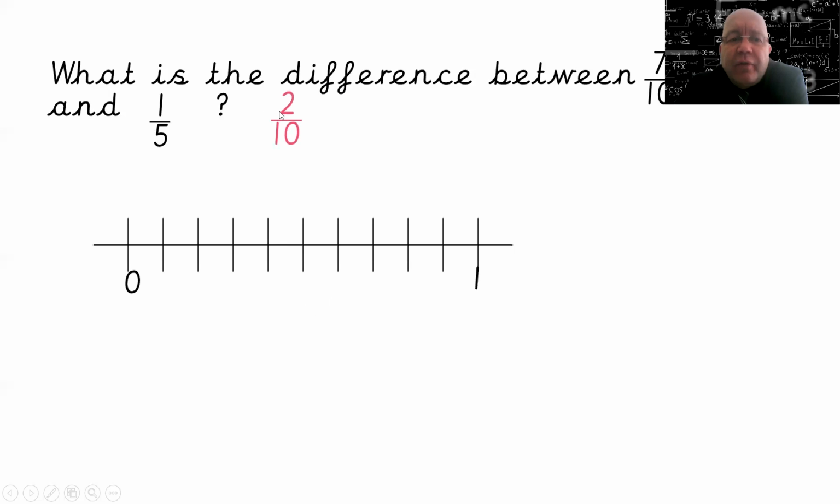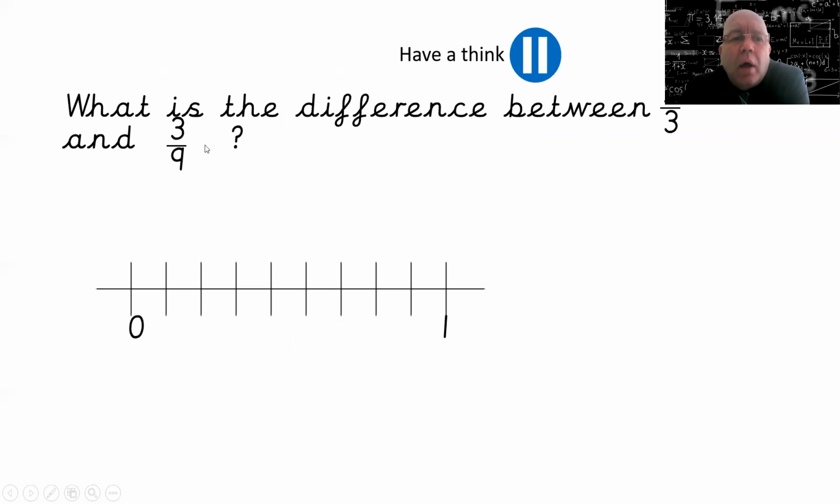Now, 1/5 is equivalent to 2/10. So 7/10 will sit there on our number line. 2/10 will sit there. So the difference is how many in between. And you can see 1, 2, 3, 4, 5 steps in between. So the difference is 5/10. Okay. Another way of looking at that is, because our denominators are the same, 7 take away 2 is 5. And 5/10 will simplify. Divide top and bottom by 5, and you get a half.